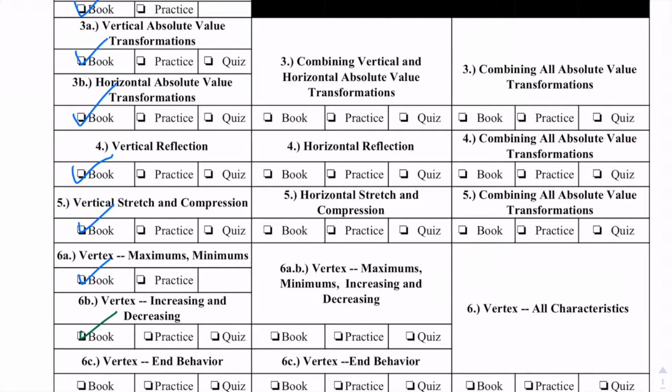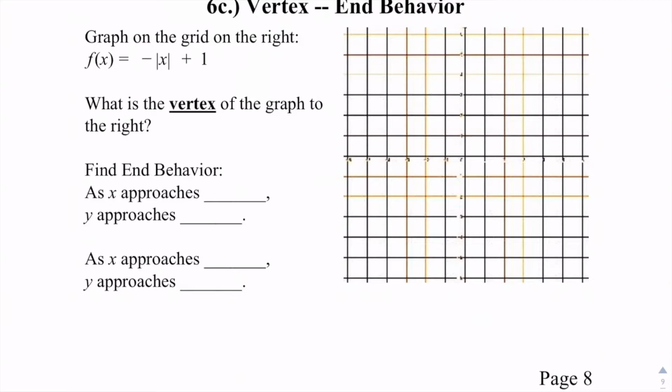Continuing in Unit 3, absolute value functions, our syllabus, we're on Lesson 6c, the vertex with the end behavior. So let's check that off our booklet. And here we are at Lesson 6c, the vertex with the end behavior. Let's take a look at this right here.